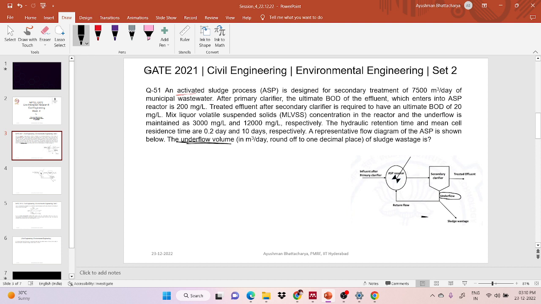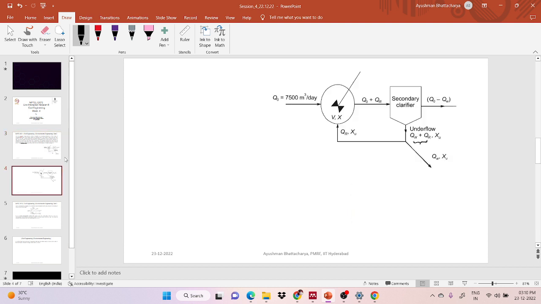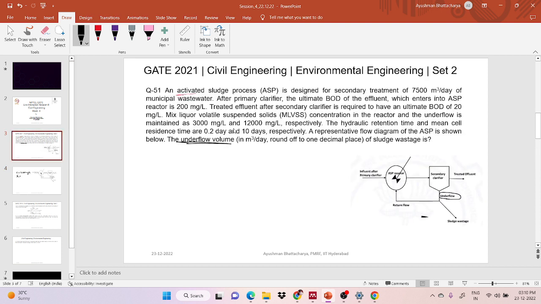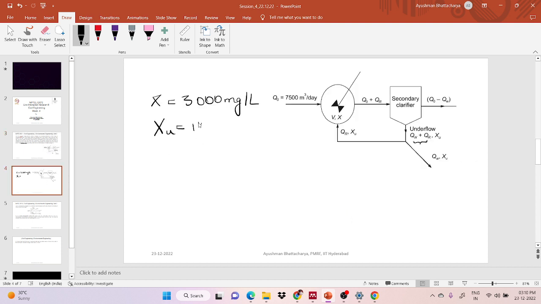So first I will write. Mixed liquid volatile suspended solid in the reactor and the underflow is 3000 and 12,000 milligram per liter. So basically, here I can write X is equals to 3000 milligram per liter and XU, which is at underflow, is 12,000 milligram per liter.